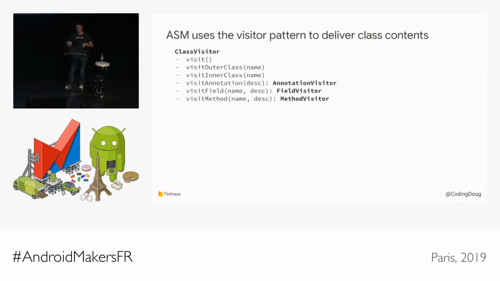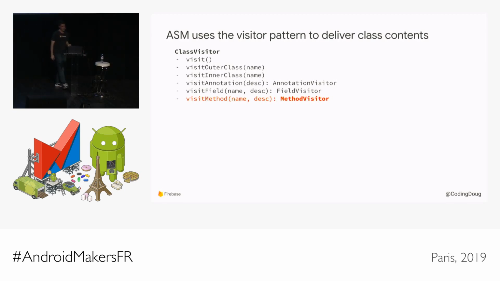So it's a visitor that is saying, I have more information, I need another visitor to call back into that. So if you want to know more about any one of these things, you have to return another visitor. In my case, I'm really interested in method visitor, because method visitor is going to be visited whenever a method within a class file is being parsed. That's where all the code is. That's what I want to change.